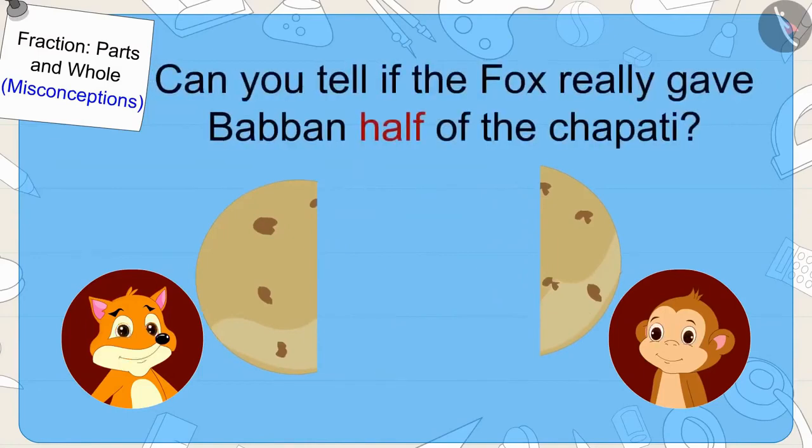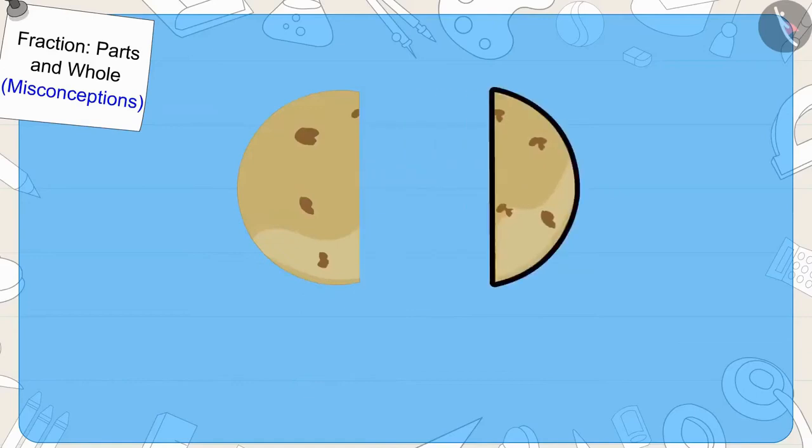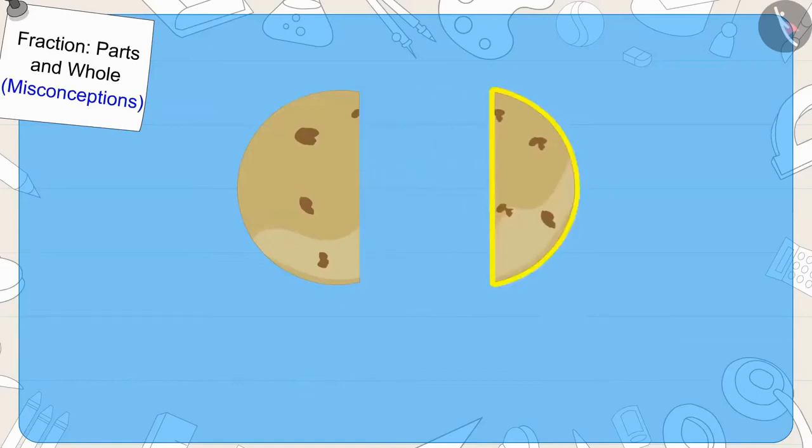Can you tell if the fox really gave Babban half of the chapati? Exactly. The fox did not give half part to Babban. The fox did not divide the chapati into two equal parts. So, the portion that Babban got was not half of the chapati.